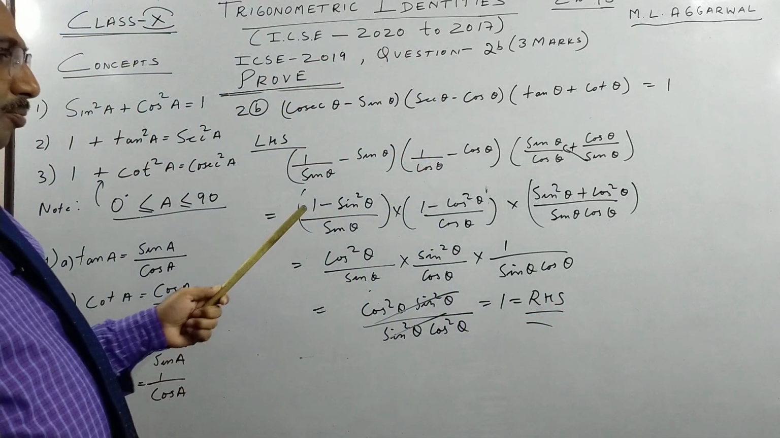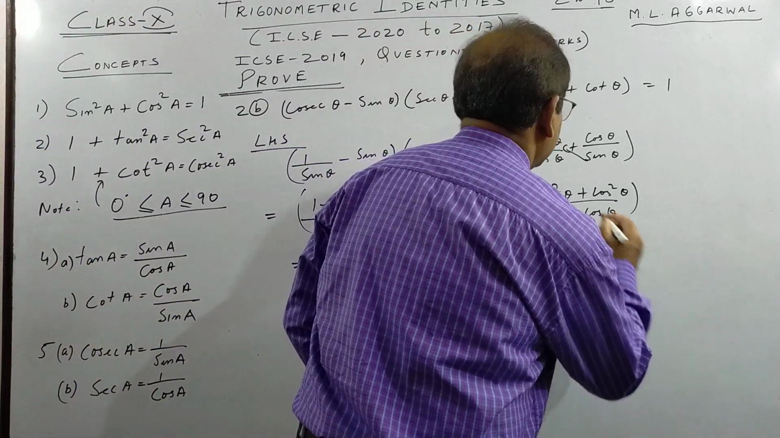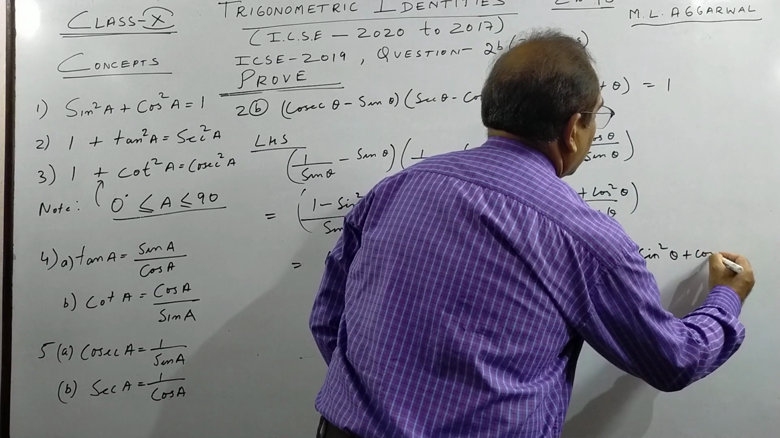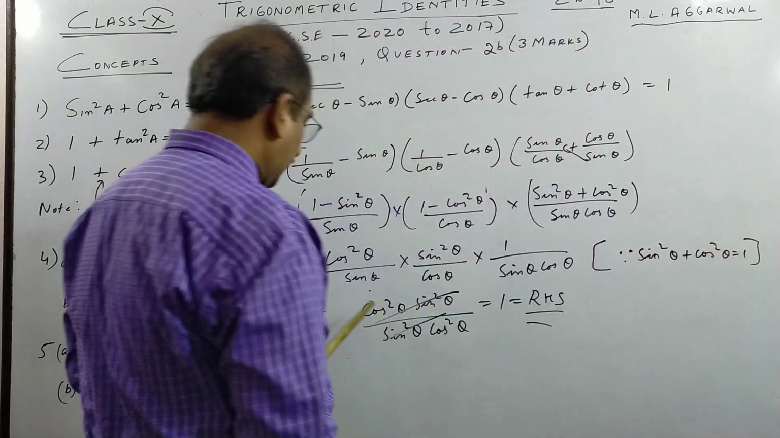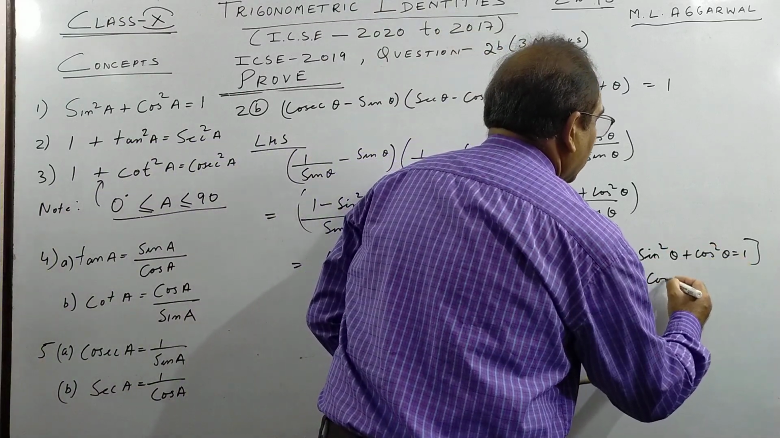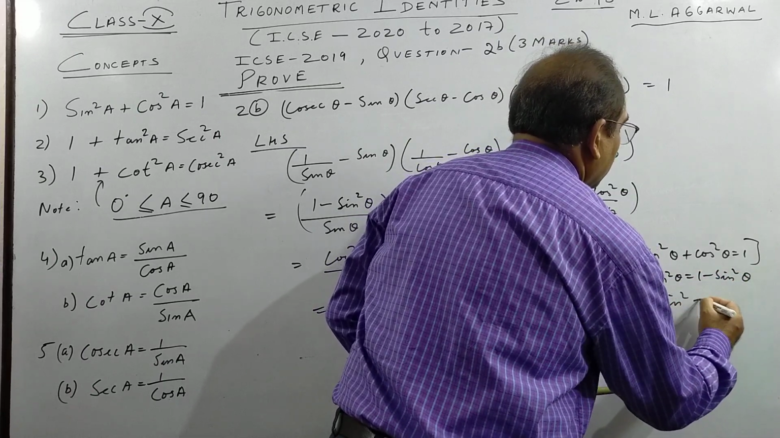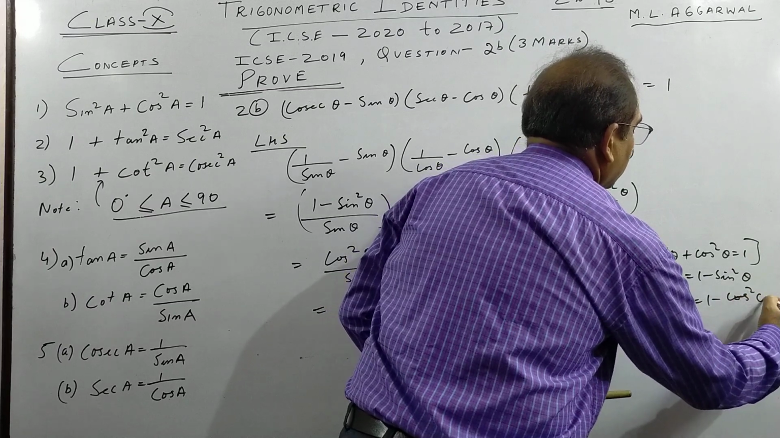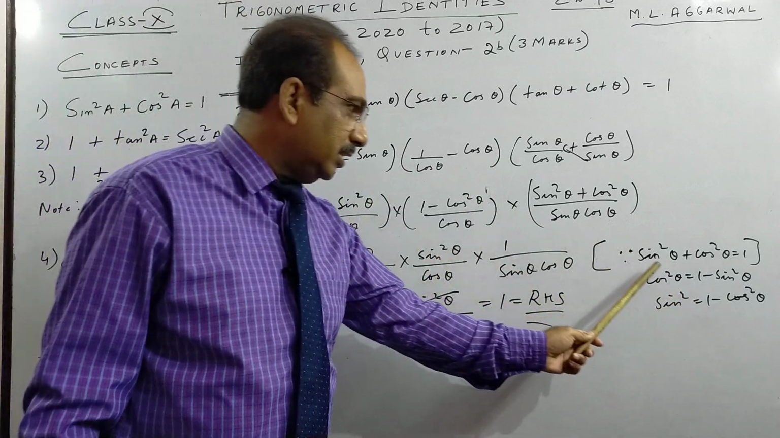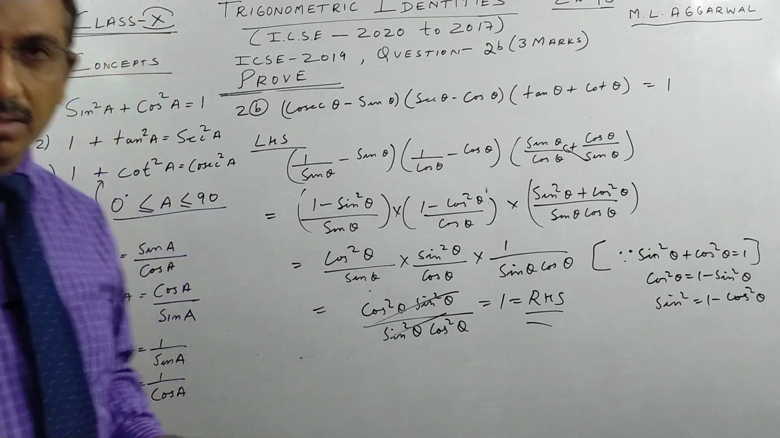So kindly pause the video and copy, and you can write the reason here, children. Since I wrote this is equal to 1, sine square theta plus cos square theta is 1, and as a result you say 1 minus sine square. Same way you can write cos square theta is 1 minus sine square theta, and sine square theta is 1 minus cos square theta. So see here, this is what I have used: 1 minus cos square is sine square, 1 minus sine square is cos square, and we have simplified. So please pause the video and copy.